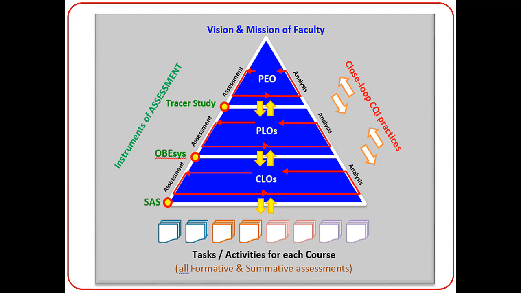Then 3 to 5 years after you graduate, again we have to assess the alumni. We request the alumni to fill up a tracer study, a tracer survey. When you fill that up, we will get your data and be able to present it to the accreditation body. We need all this data to be presented to the accreditation body for the continuous accreditation of your program. Simply said. All these PEOs, PLOs, and CLOs must be in line with the vision and mission of the faculty and the university.